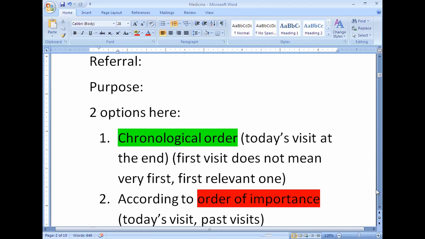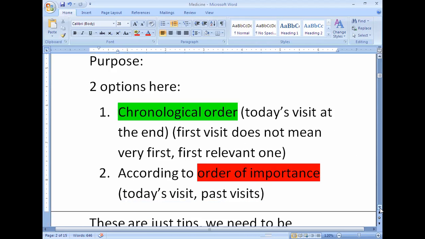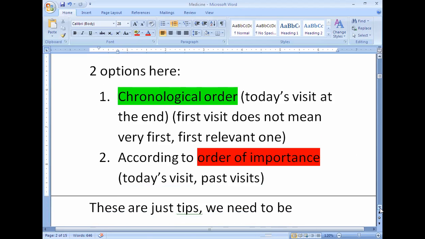And what do you think about order of importance? First, if the letter is urgent, the present condition will be written in the first paragraph. Order of importance means after the purpose we need to write the most important visit. Mostly this is today's visit, but sometimes it can be the second last visit also.